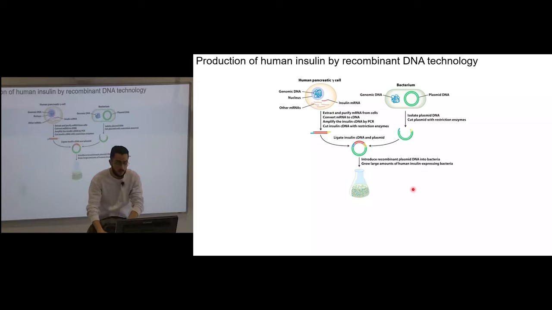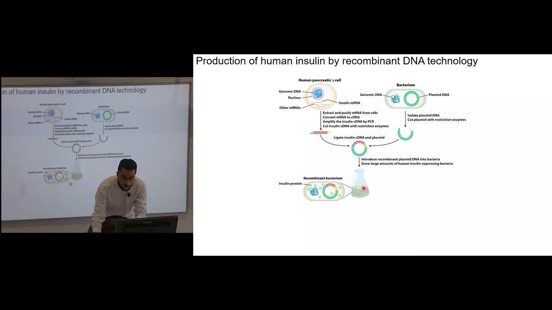Because bacteria are able to produce a large amount of plasmids because they're very fast at replicating, right? So when you amplify this kind of plasmid that you have, then you can use it and put it into another bacterium. And what this will do is that the bacterium will use that plasmid to produce the insulin protein, which you can then extract, purify, and sell.